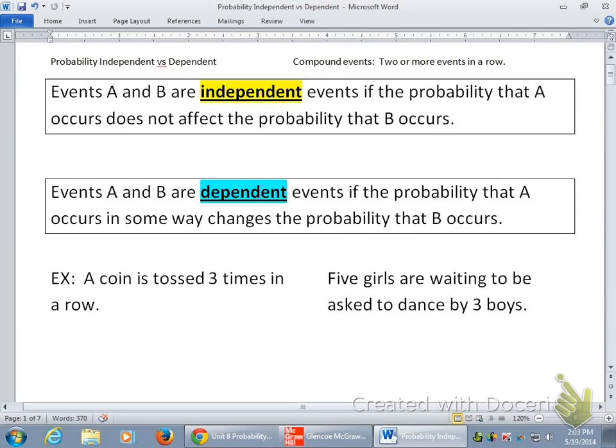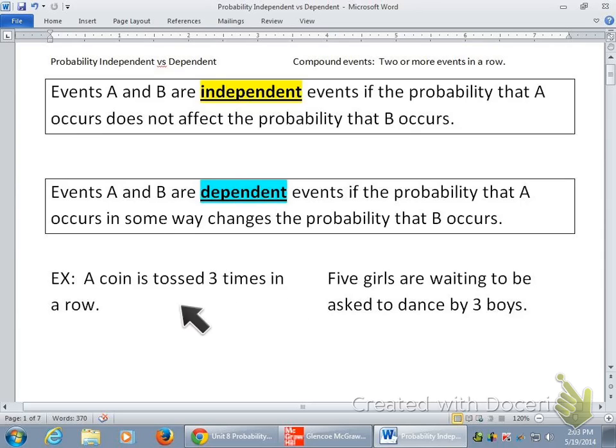If two events are independent of each other, then the first probability has nothing to do with the second one. It has no impact whatsoever on its probability. And if two events are dependent on each other, then one clearly depends on the other. Event B depends on what happens in event A because something will change in the sample space.